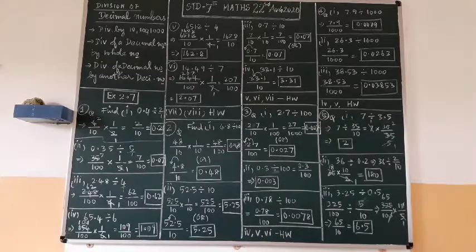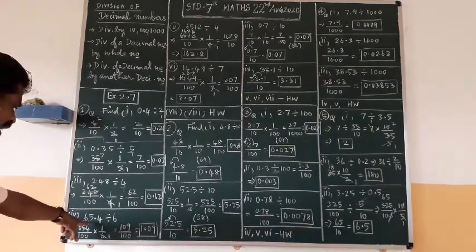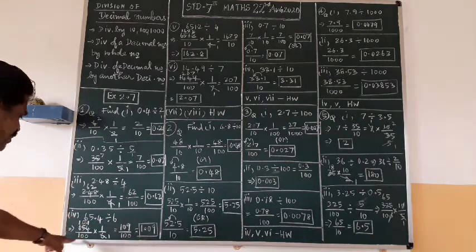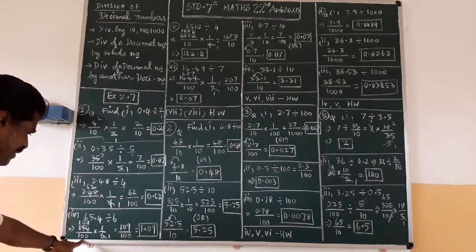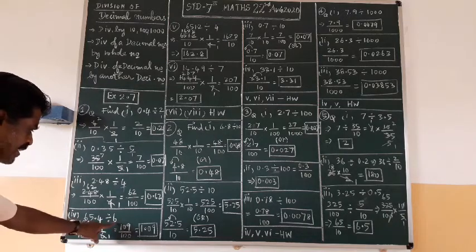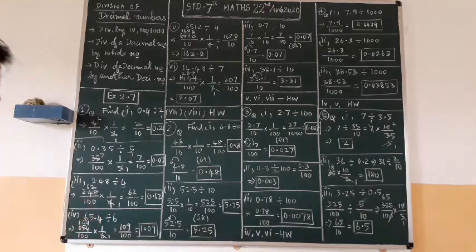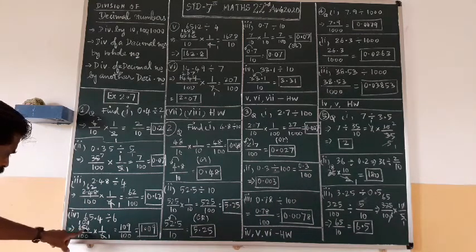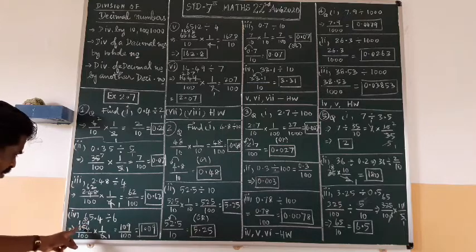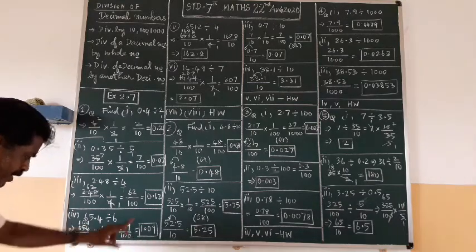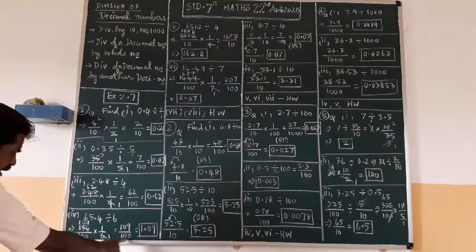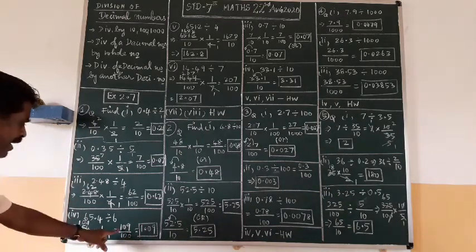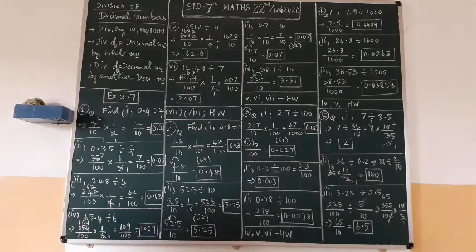Then the fourth problem: 65.4 divided by 6. Immediately I convert this decimal to 654 upon 10, into 6 upon 1, meaning it becomes the reciprocal 1 upon 6. Then the 6 table can cancel this: 1 time, 0 time and 9 time, giving 109. I multiply 1 with 109 and get 109 upon 10. Here there is 1 zero, so 1 decimal place. So 10.9 is the answer.